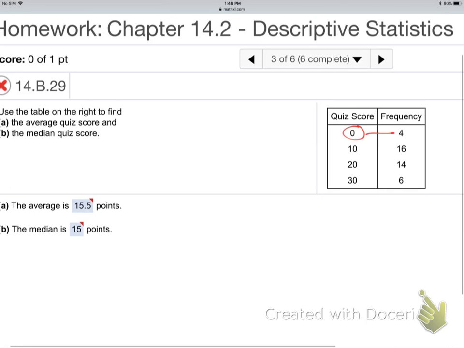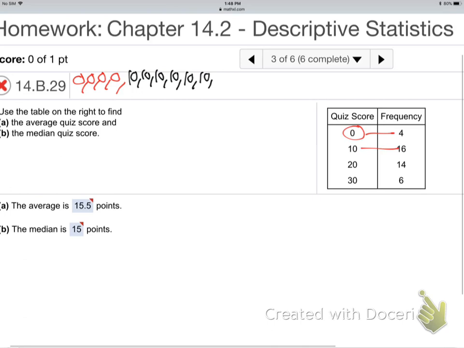Score of 0, frequency 4. What does that mean? That means 4 people got a 0. So, you know what I'm going to suggest you do? Just write them out. 0, 0, 0, 0. 4 people got zeros. That's what that's saying. Next, what does the 10, 16 thing mean? 16 people got 10s. So I'm going to write that out. I know that seems a little tedious, but I think it might be worth it.